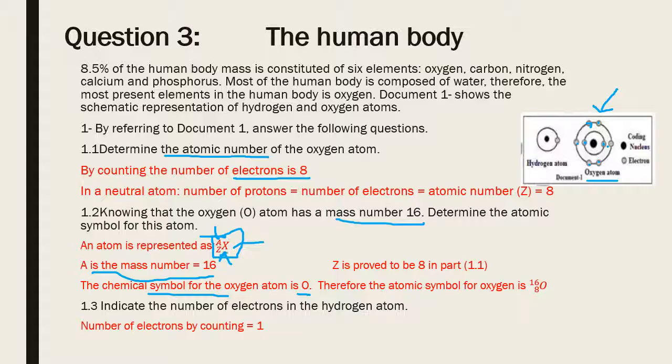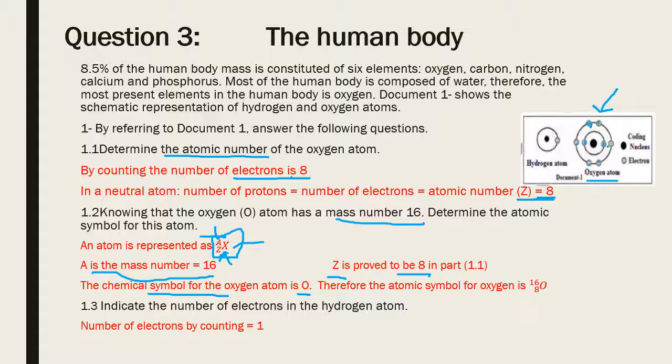And they've given us the Z. The Z is the number of protons, or the atomic number. So Z is proved to be 8. Look here, we've got this proved to be 8 in part 1.1. So we've got everything to construct our chemical symbol.